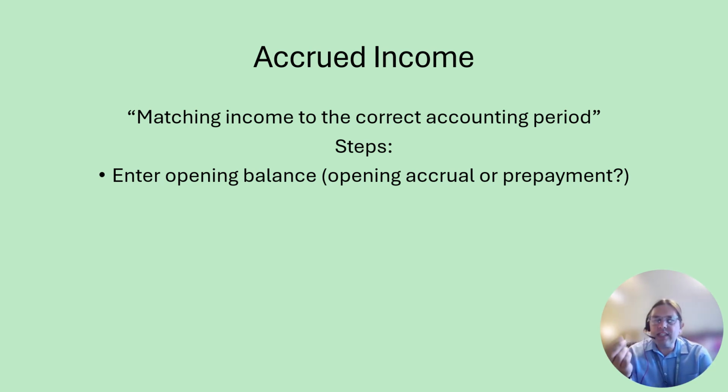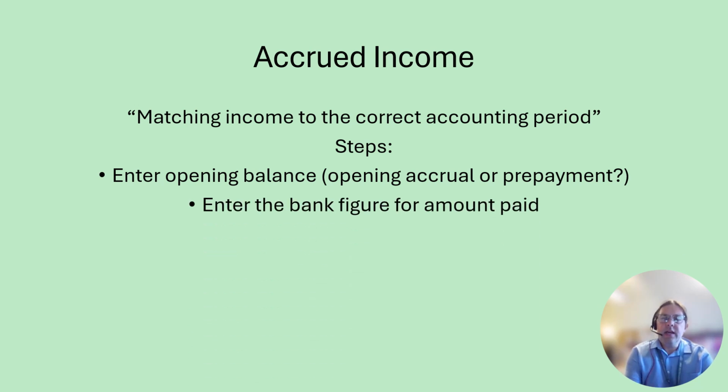If we've received money in advance, that means we've received money for goods or services that we haven't provided yet, so it's a liability. So the opening balance will go on the credit side of the T account. The bank figure, it's income, so it's going to be on the opposite side to expenses, so it's going to be on the credit, and again, label it bank.